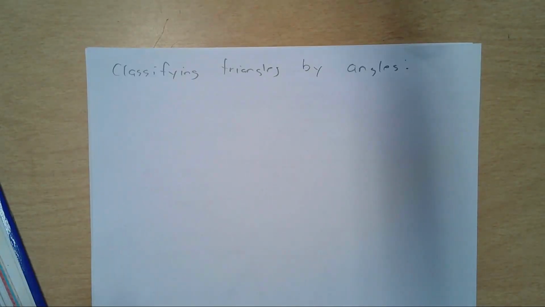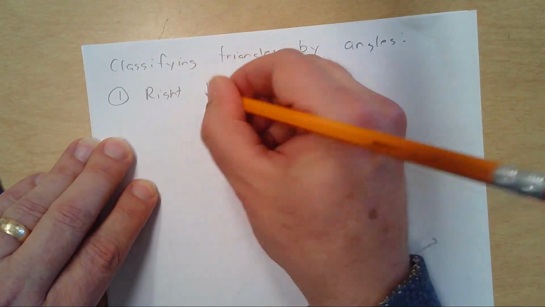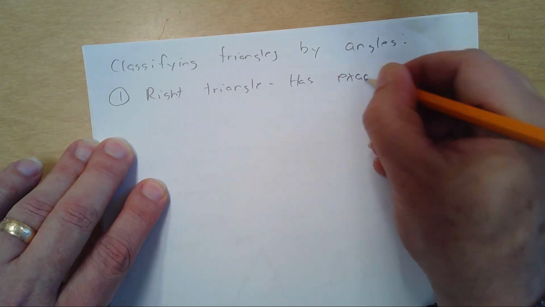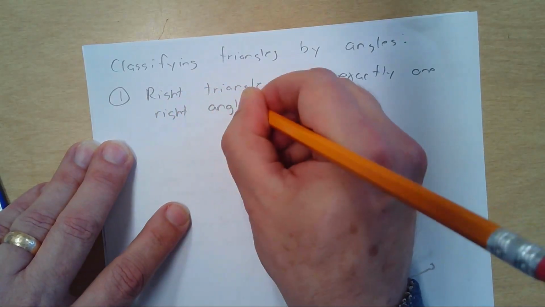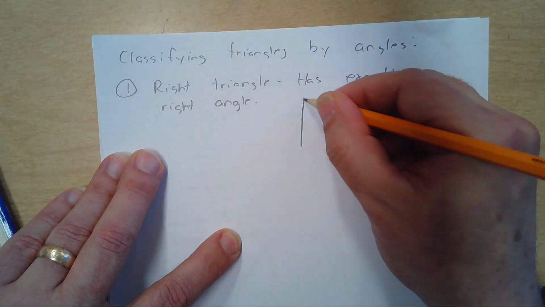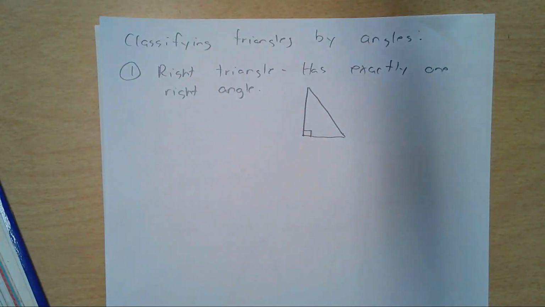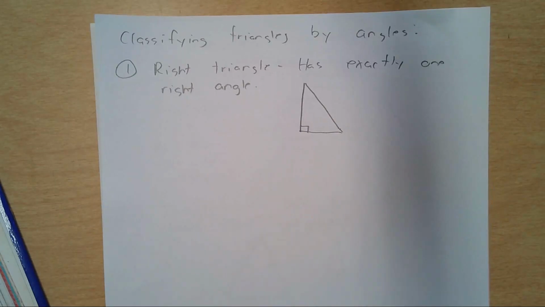Classifying triangles by angles. There are 3 of them. So, a right triangle. The right triangle has exactly 1 right angle. And if I draw that, you know for sure that you're looking at a right triangle because, again, you'll see that square box there. We've talked about the square box before when we talked about perpendicular lines, 90-degree angles. That square box is a guarantee that you're looking at a right angle.